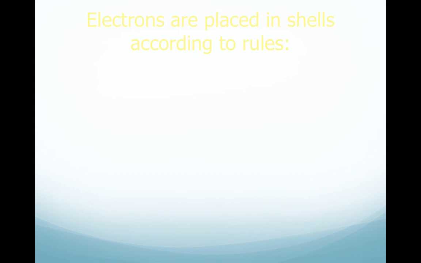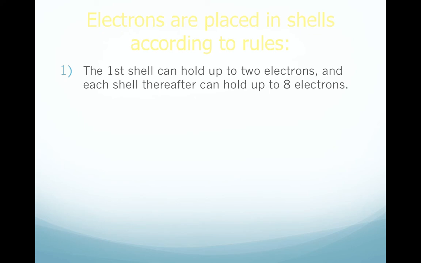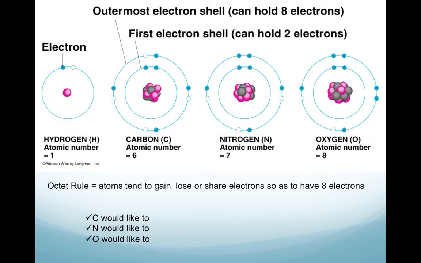So electrons are placed in electron shells according to these rules. The first shell can only hold up to 2 electrons, and then each shell thereafter can hold up to 8. We're not really going to talk about anything more than 8. It does occur, but for the elements we're looking at in this class it doesn't matter. So I'm just going to assume it's 8 for the rest of the class. So, 2 in the first shell, and then 8 thereafter.